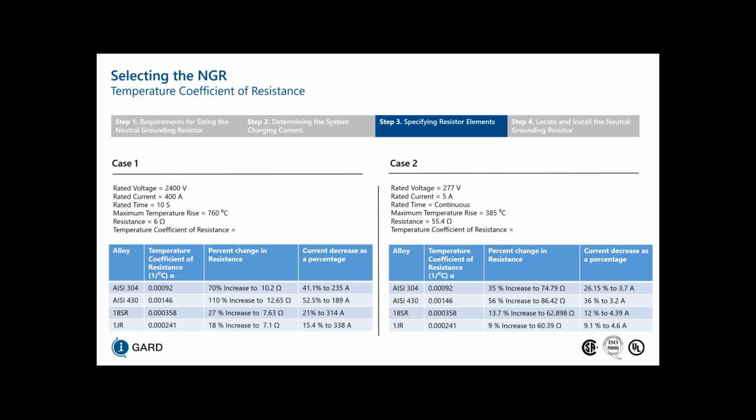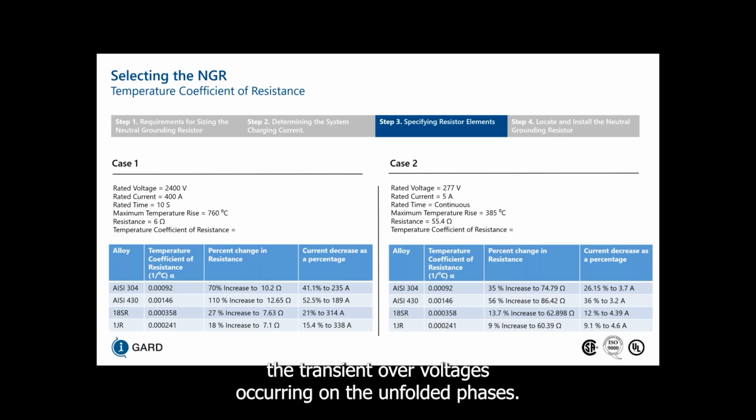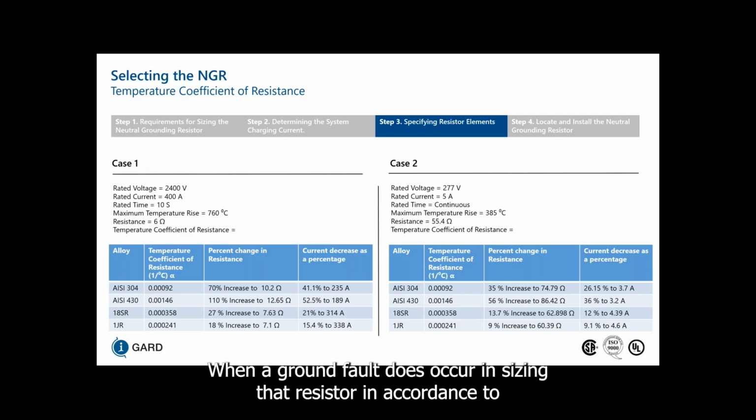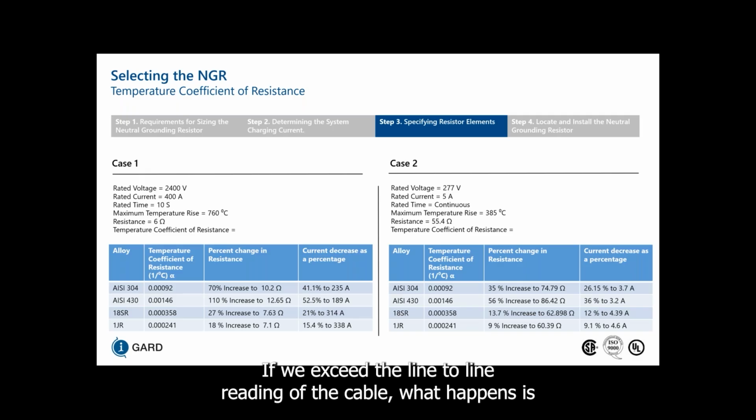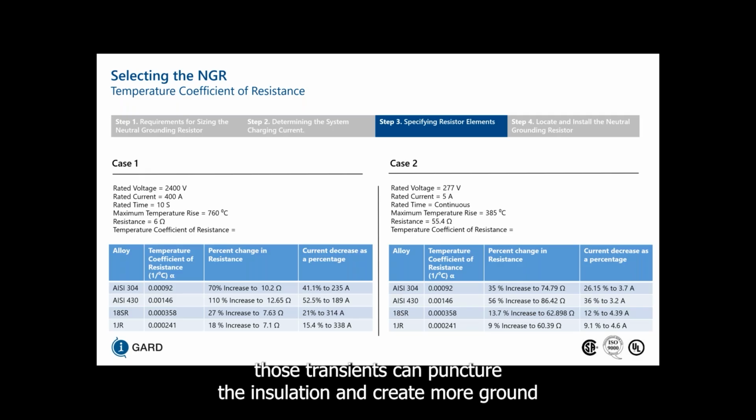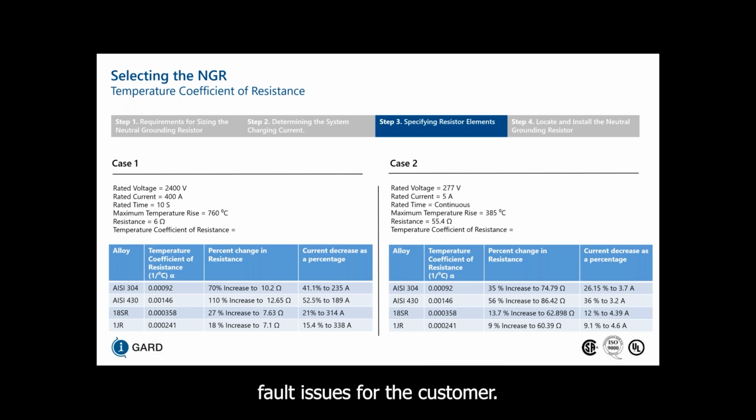The charging current control is important to reduce the transient overvoltages occurring on the unfaulted phases when a ground fault does occur. In sizing that resistor in accordance to the charging current of the system, you're basically controlling those transients. If we exceed the line-to-line rating of the cable, those transients can puncture the insulation and create more ground fault issues for the customer. So that's why it's important to size the resistor in accordance to the charging current.